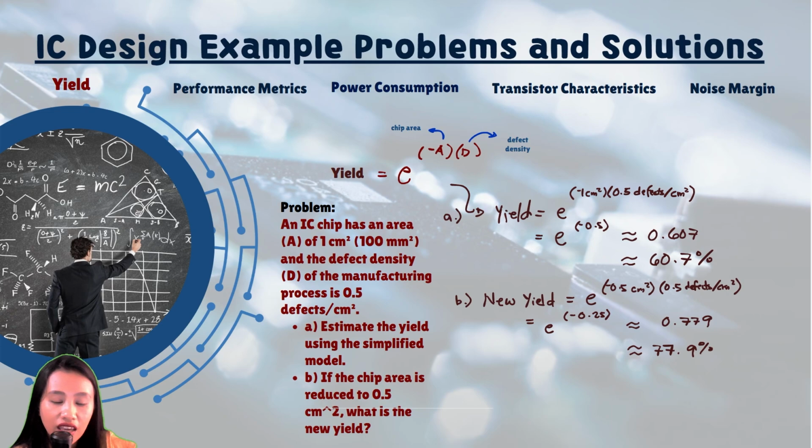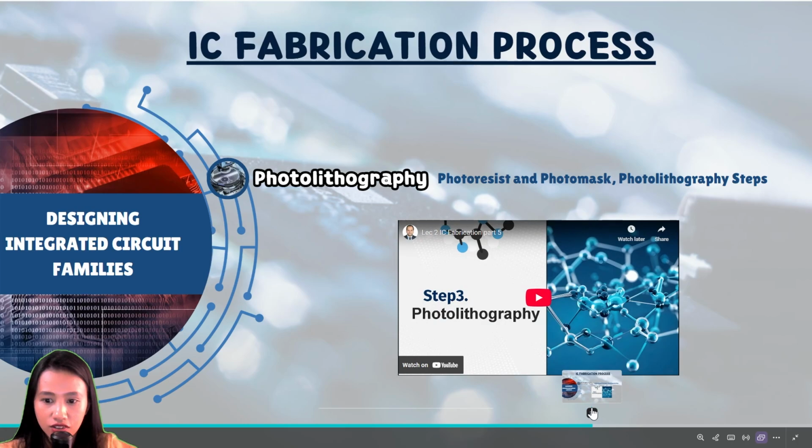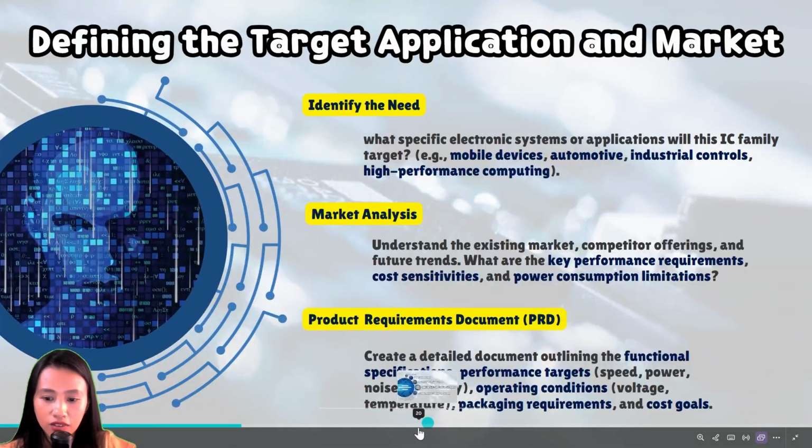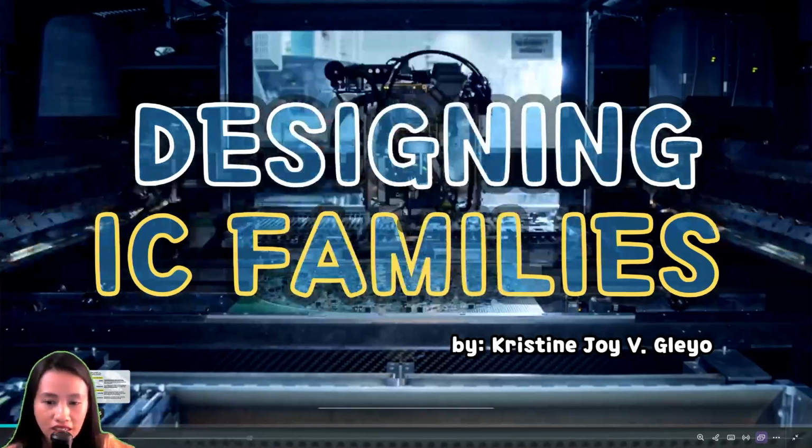So while our chip area gets smaller, our yield or the results we can get out of the design gets larger. So this is the last problem that we'll be tackling about our IC design examples. So again, if you want to know more about the said topics, I will be uploading the copy, and I guess that's it for designing IC families.